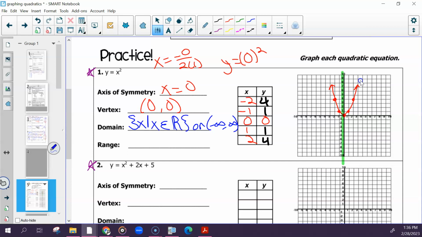Range, however, is different. It's lowest to highest. Here is your lowest point at 0, and then it keeps going up. So in set builder notation, that would be everything above 0, or y is greater than or equal to 0. Or in interval notation, it would start at 0 and it's closed, but keeps going to infinity. Questions on domain?